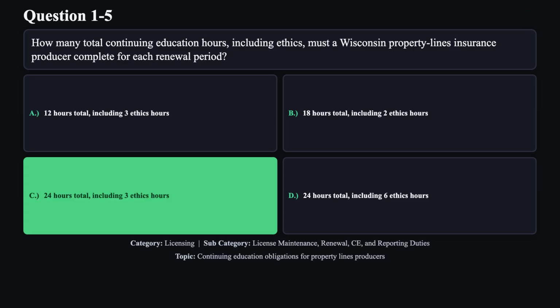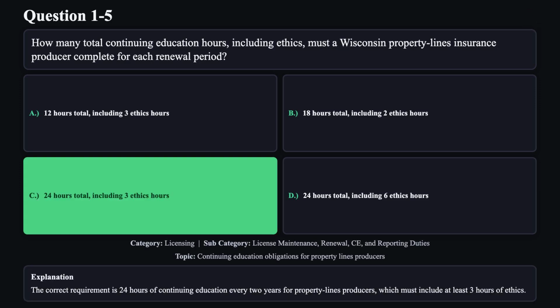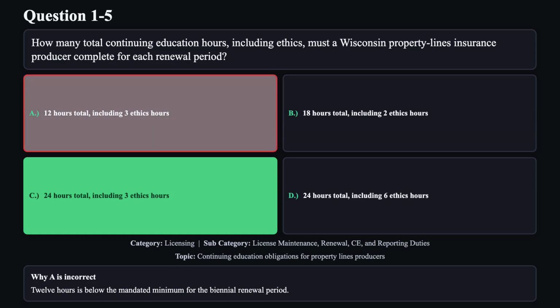The correct answer is C. The correct requirement is 24 hours of continuing education every 2 years for property lines producers, which must include at least 3 hours of ethics. Reason A is not correct. 12 hours is below the mandated minimum for the biennial renewal period.